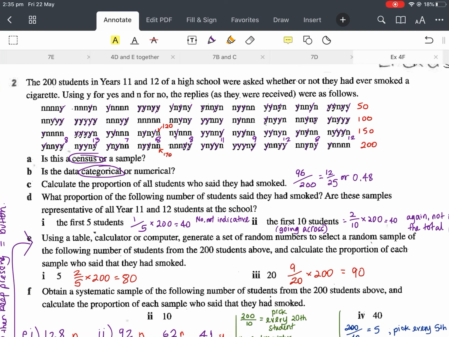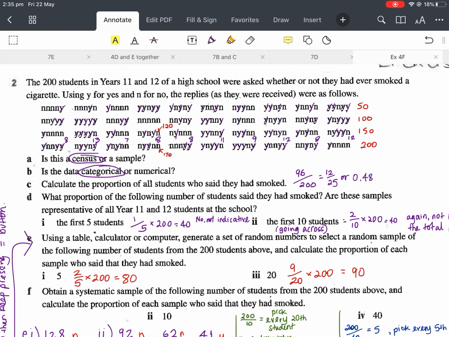Part C said calculate the proportion of all students who said they smoked. So you basically had to count all the yeses. I counted all the yeses and I got 96, so 96 out of 200. I reduced that fraction, or changed it to a decimal: 12 over 25, or 0.48.